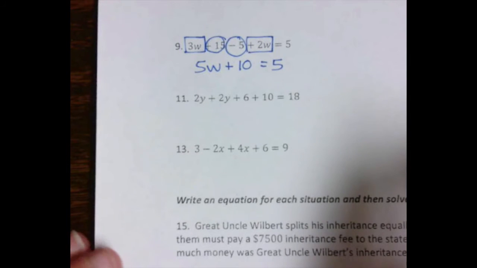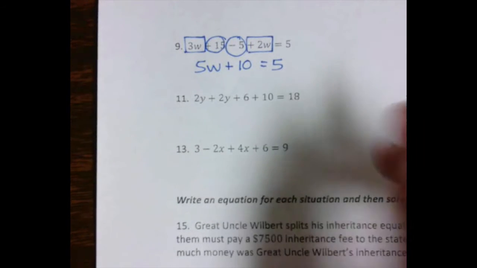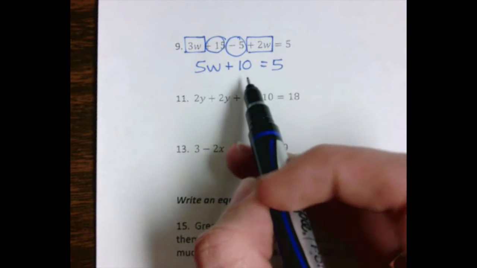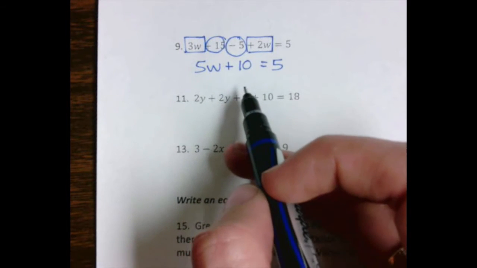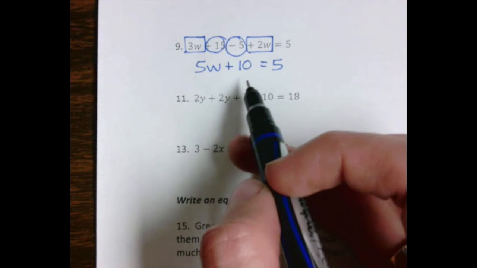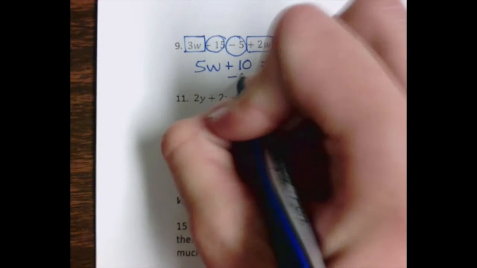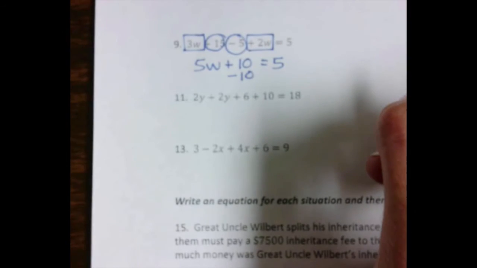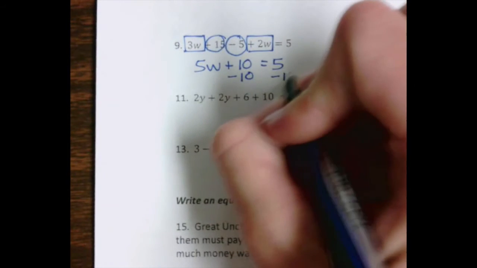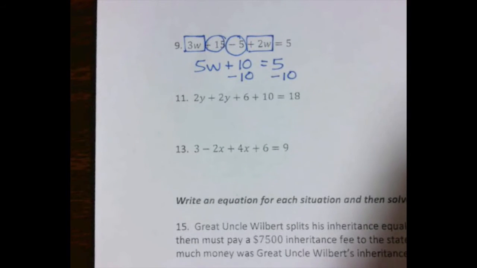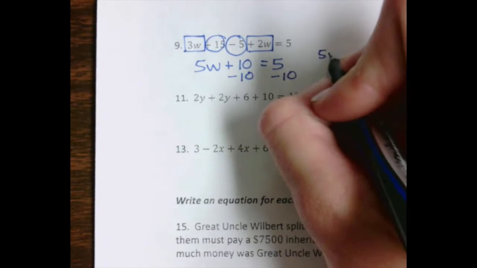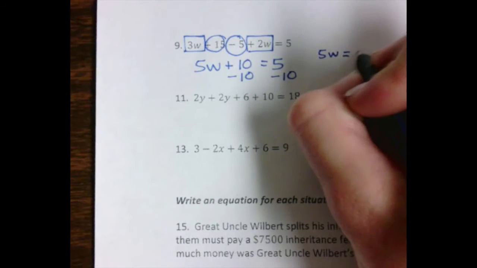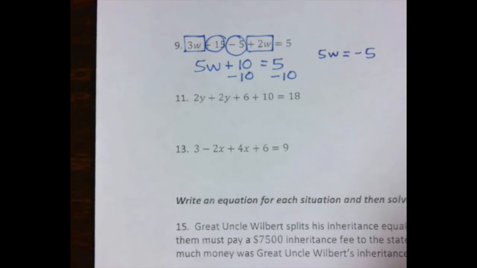So once you get to this point, you will just need to solve for w. So you need to move over your constants first, which are your numbers, and you need to do the inverse operation of that. So the inverse operation of plus 10 would be to subtract 10 on both sides, because whatever you do to one side, you have to do to the other. Okay, so you should subtract 10 on both sides, and you would have 5w equals negative 5.